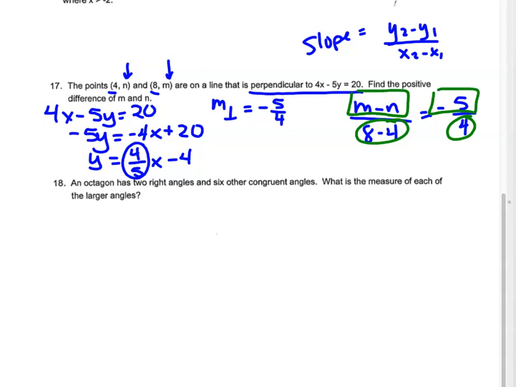Now they asked for the positive difference. So we chose to do m minus n. We could have also chosen to do n minus m. It just depends on which point you start with. So our positive difference would have to be n minus m to get a positive 5.